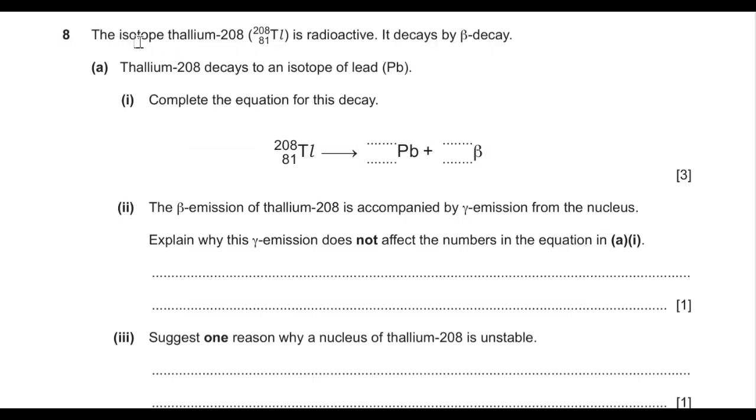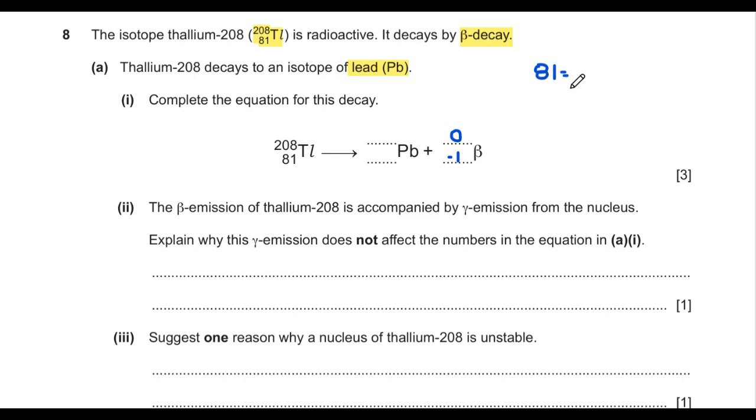Question number 8 says the isotope of thallium-208, which has 81 atomic number and 208 mass number, is radioactive. It decays by beta decay. The thallium-208 decays to an isotope of lead. Complete the equation for this decay. So this atom is going to decay a beta particle or an electron and it will form a lead. An electron has -1 charge over it and over here we write 0.